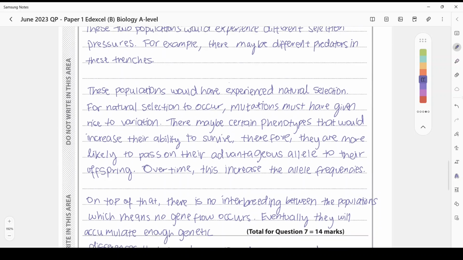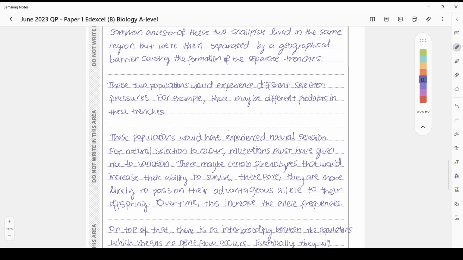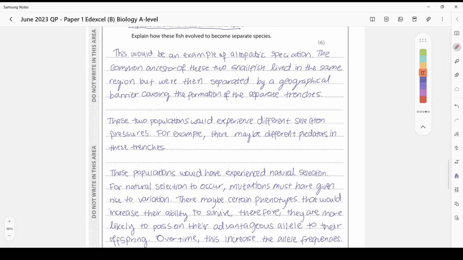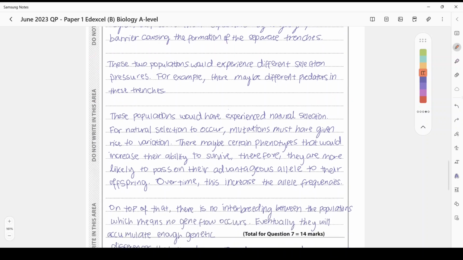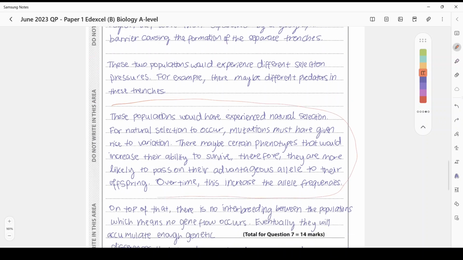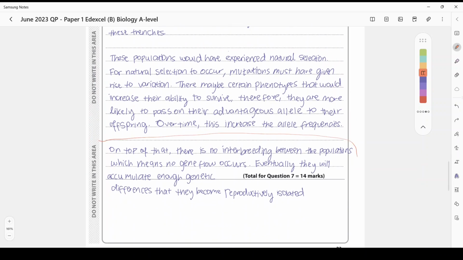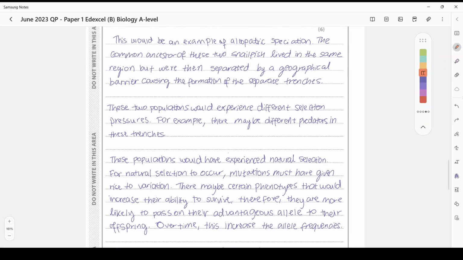Okay, that's a lot that I've written here. Let's go over the sections first. So again, this first section here talks about isolation. This part here talks about how they would experience different selection pressures. This part here talks about what is natural selection. And this part here talks about how there's no gene flow that occurs between them and eventually they become reproductively isolated. And that's it for part 2.